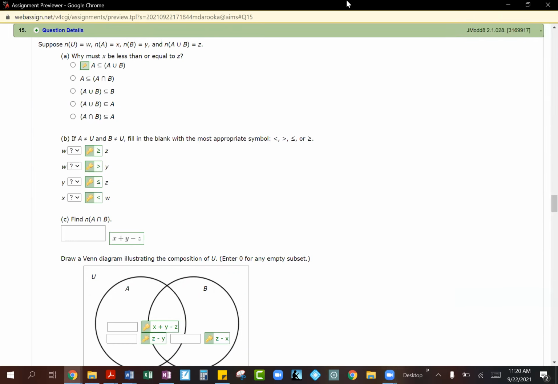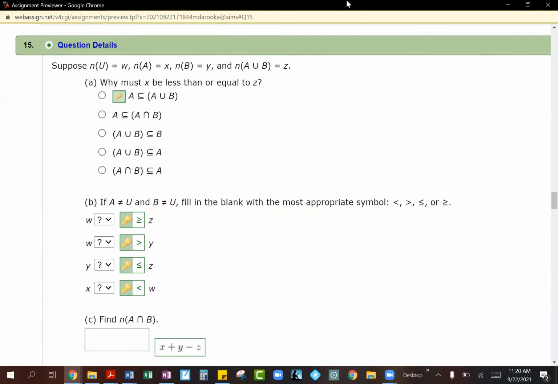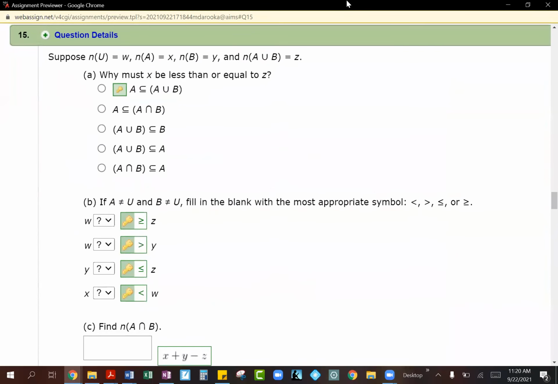Let's see if I can make this bigger so you can see. This one is not being defined with numbers. They're telling you the cardinal number of the universal set. So instead of giving you a number, they're telling you the universal set has W elements. W could be any number, we're just not sure what it is.